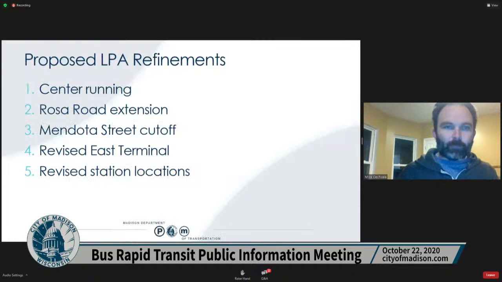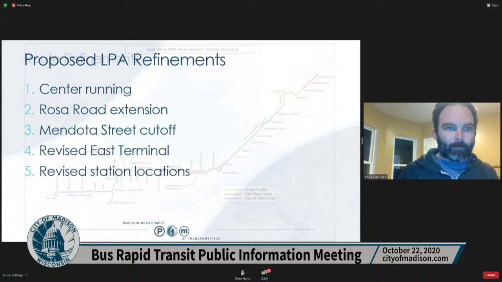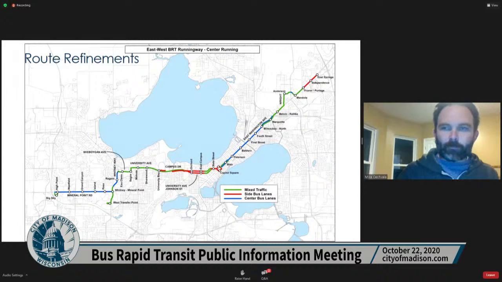The proposed LPA refinements can be categorized into 5 sections: center running, the Rose Road extension, the Mendota Street cutoff, and the revised East Terminal, and finally revised station locations. Some of this is going to be a little bit dense, and so we're going to jump right into it. So this is the route refinements with the proposed potential changes that I'll be talking about. Again, the green is mixed traffic. The red is side running bus lanes, and then the blue is center bus lanes. And I'll go into the details on these changes in the next few slides.